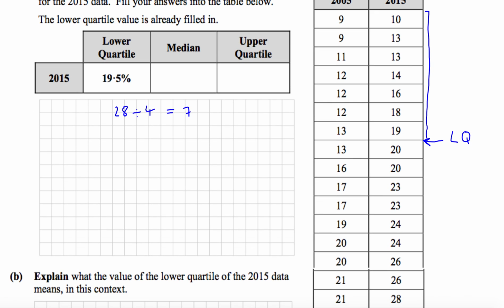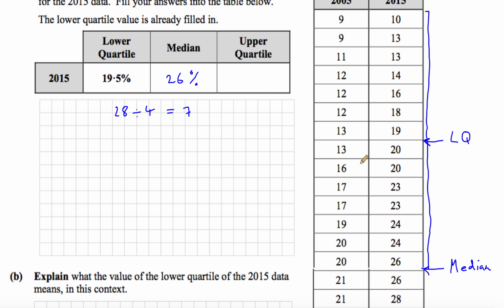So the median value will be another 7 down. So it's 1, 2, 3, 4, 5, 6, 7. So that's going to be our median value, which is the middle value. So the middle value is halfway between this 26 and that 26, so that's going to be 26 as well. If the numbers are the same, it's just 26.